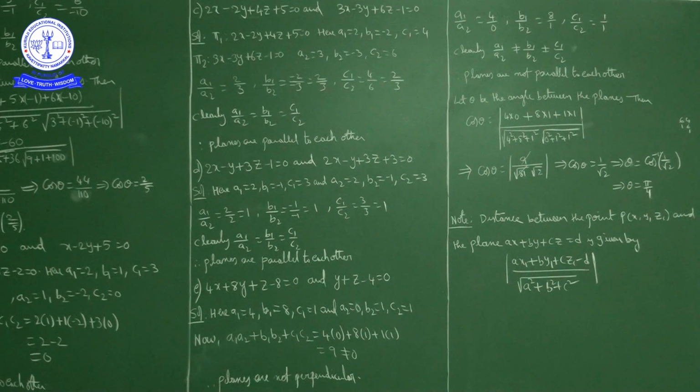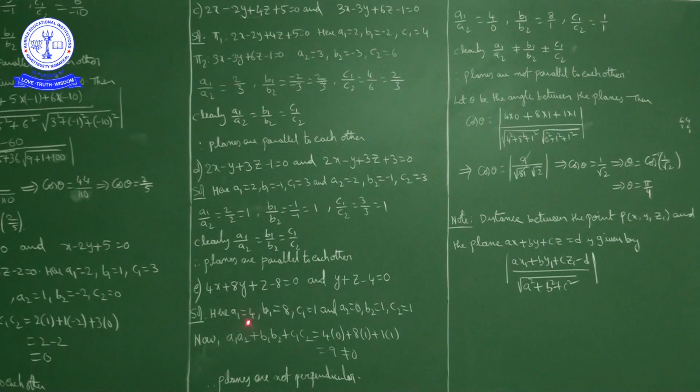a1, b1, c1, and a2, b2, c2. Here there is no x term, so the x coefficient a2 is 0, the y coefficient b2 is 1, and the z coefficient c2 is 1. Now I'll check whether the given two planes are perpendicular or not. For this, calculate a1 a2 plus b1 b2 plus c1 c2.